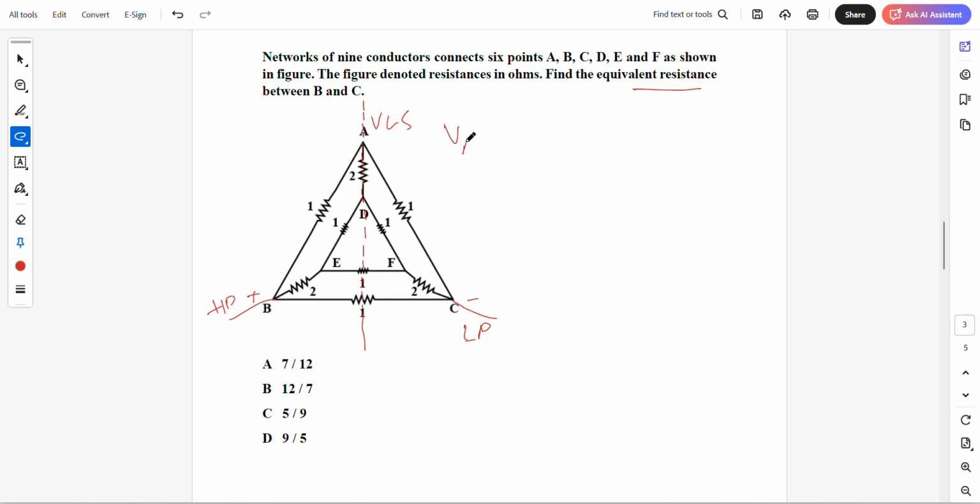VA will be equal to what? The potentials at these points will be the same. VA will be equal to VD, right? So I can remove this resistor. How can I write the network now, or the circuit now? It is like this. This is point A. This is 1 ohm. This is 1 ohm, right? This is 1 ohm, 1 ohm, 1 ohm, right?